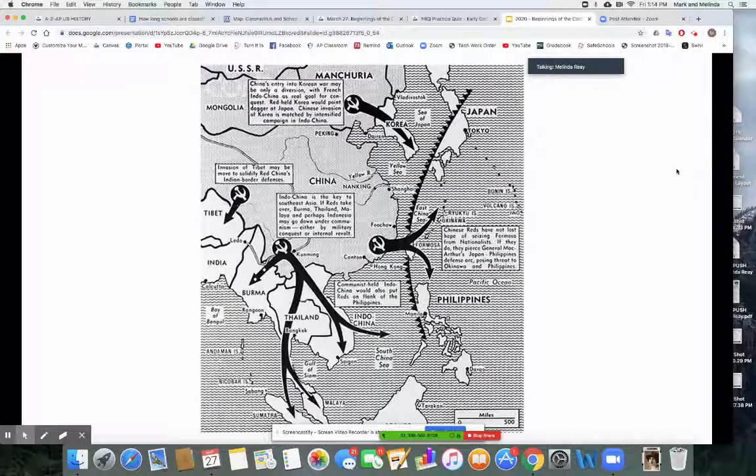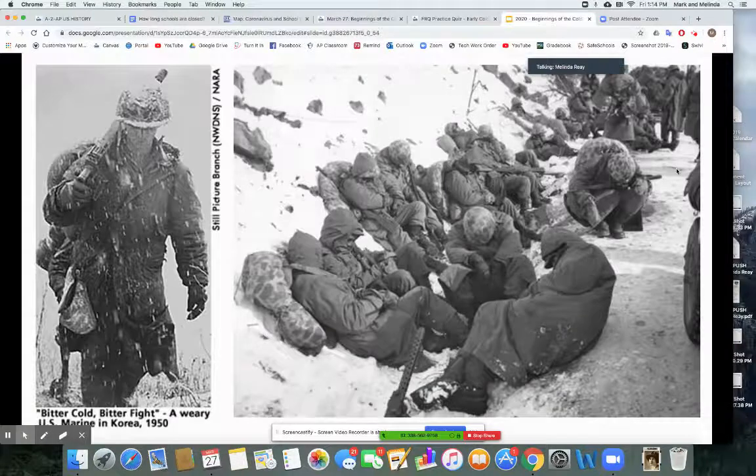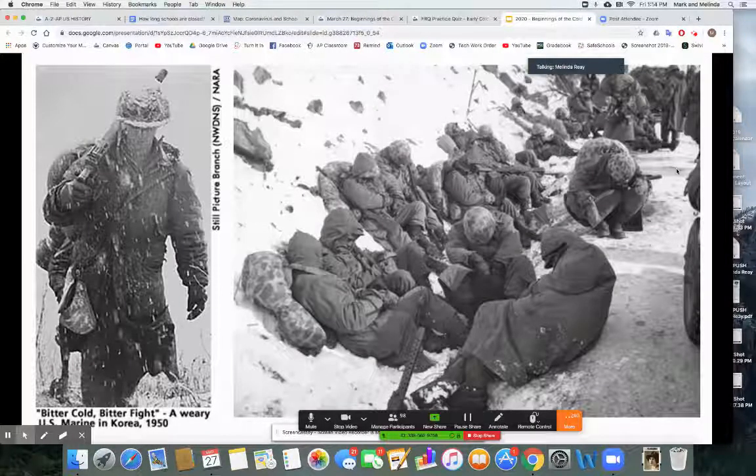Okay. So again, that spread or that fear of spreading communism. Now, really quickly, you need to know about the Korean War. It was not a war. It was what is called a police action. A police action because America never declared war, because we couldn't declare war. It wouldn't have been justified.